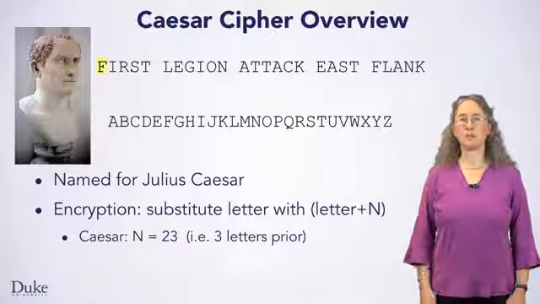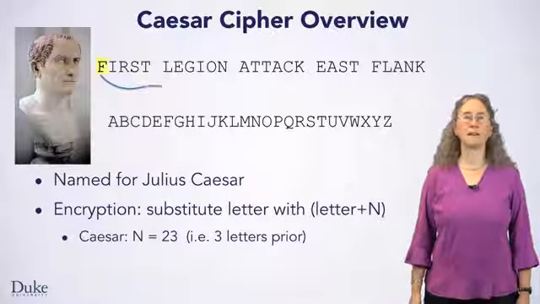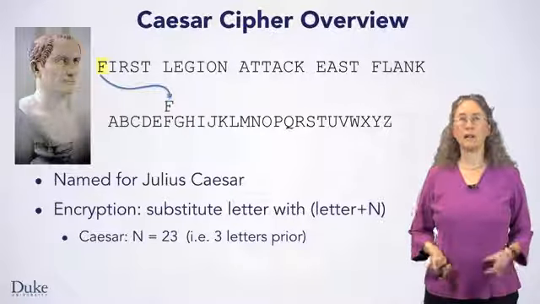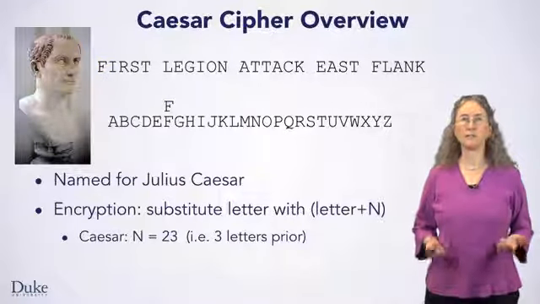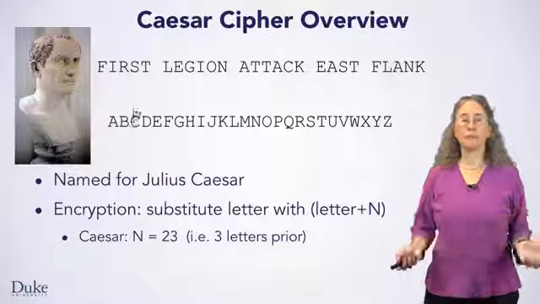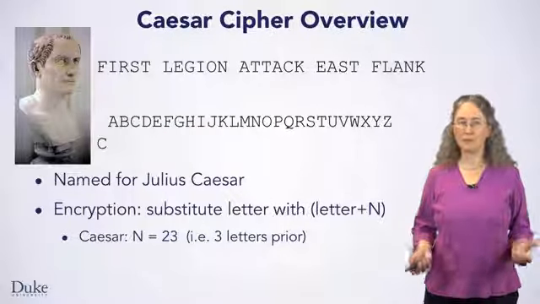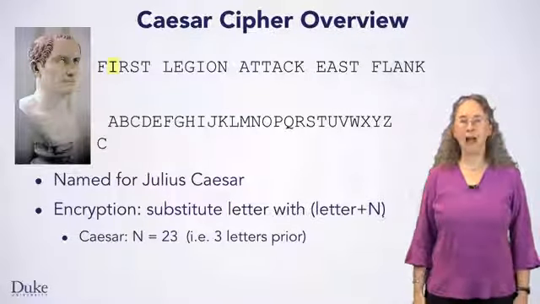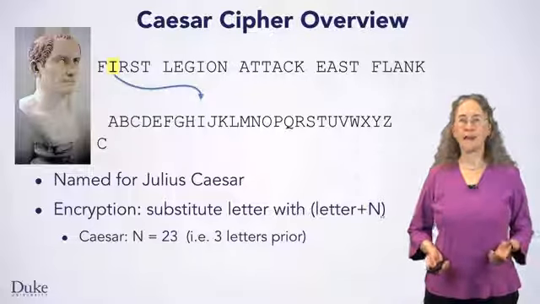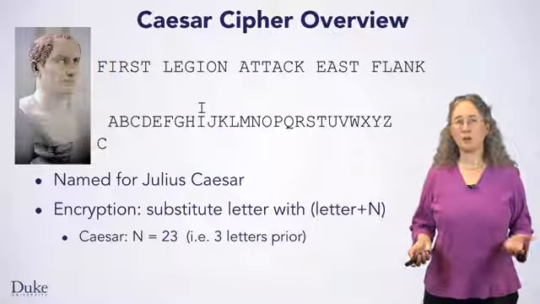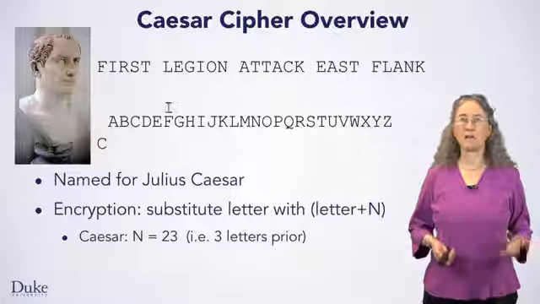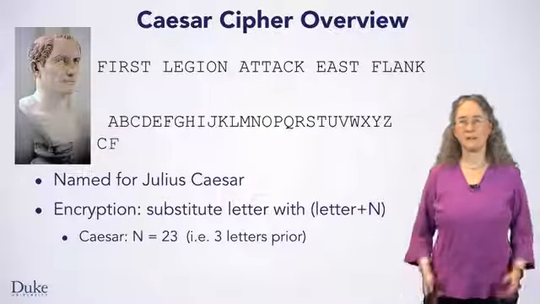The first letter of the message is F. We find the letter F in the alphabet here, and then we go backwards 3 letters, E, D, C. So you would write down a C as the first letter of your message. The next letter is I. We find the letter I in the alphabet here, and then we go backwards 3 letters, H, G, F, writing down F as the next letter of the message.